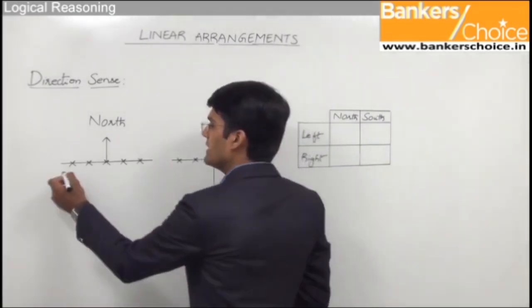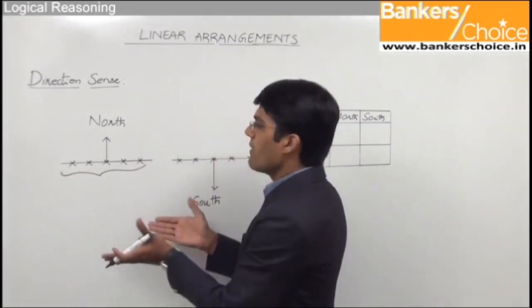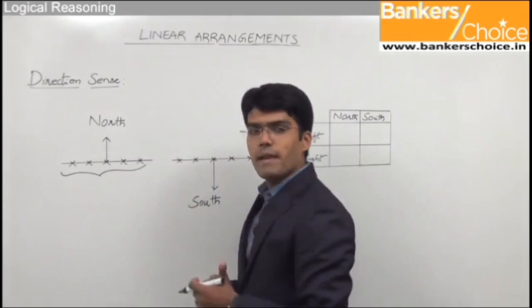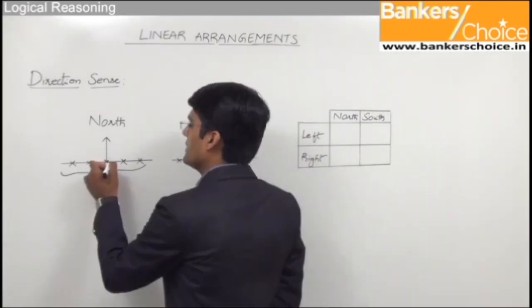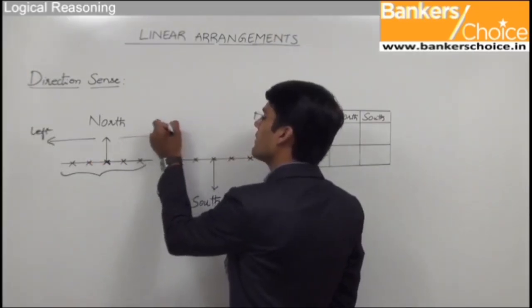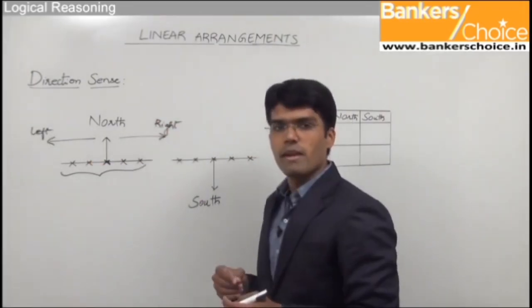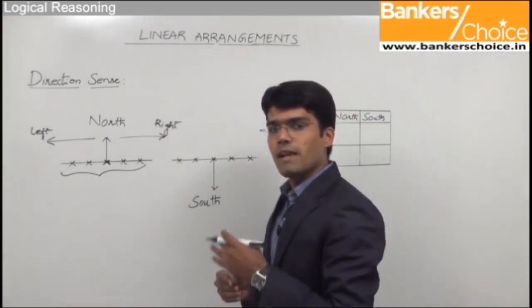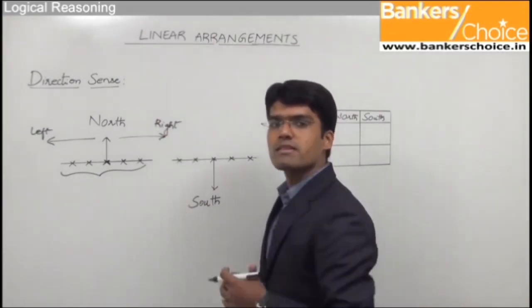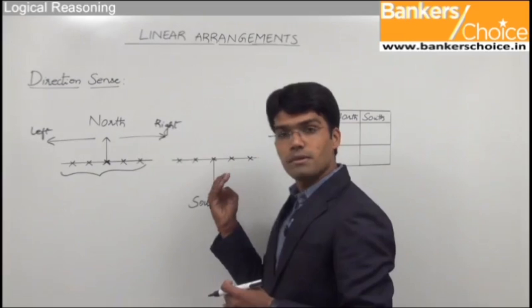Let us assume these are 5 persons sitting in a row where all of them are facing north. Now if we try to take the position of one of these persons who is facing north, we can understand that left of this person will be towards our left on the paper and the right of this person will be towards our right on paper. So remember, whenever a person is facing north, left of that person should be taken towards our left on paper and the right of the person should be taken towards our right on the paper.